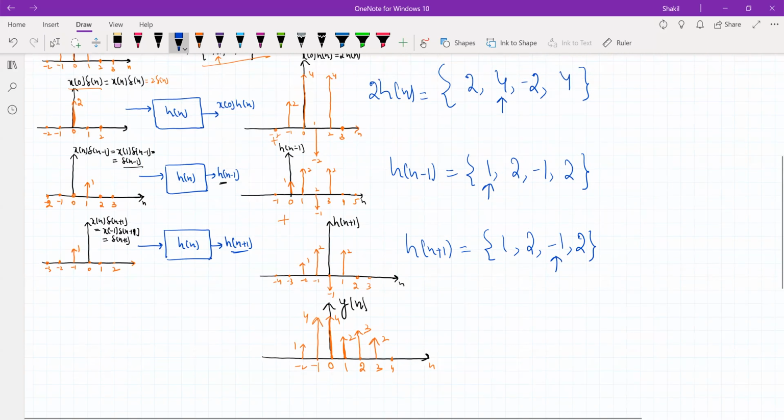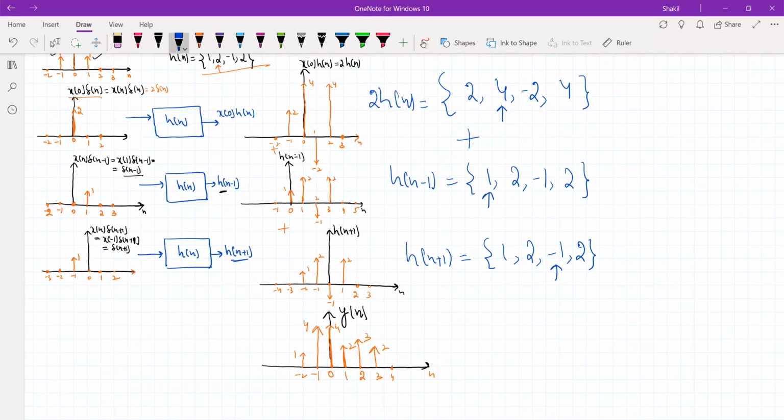Now what we are doing in this linear approach, we simply take the sum of these individual responses and we'll get the output, and we call that output as y of n, and let's write that. So first start with n equal to 0 point. This is 4, this is 1, this is minus 1. So it will be 4 plus 1 plus minus 1, that will be 4. Same way, at n equal to 1, this is 2, this is minus 2, this is 2, and this is 2. So it will be 4 again.